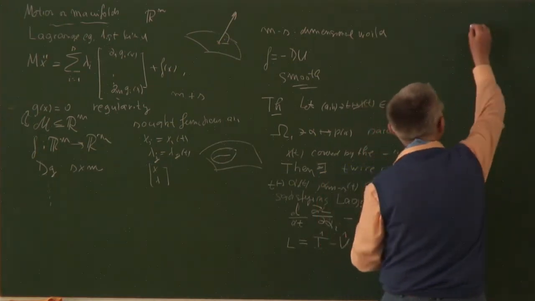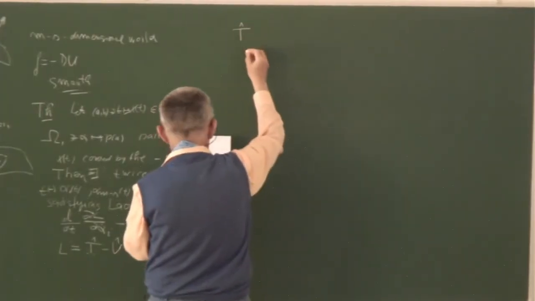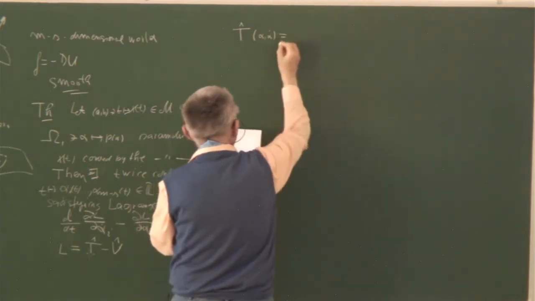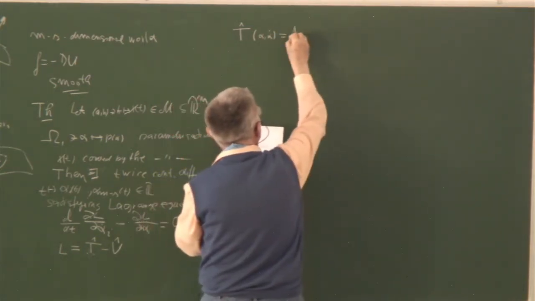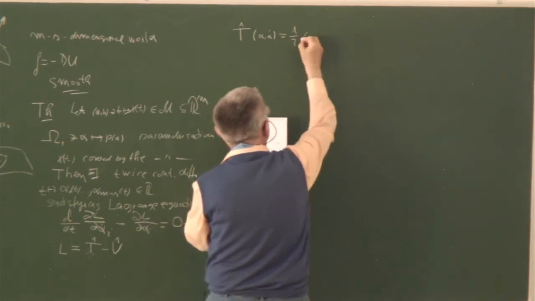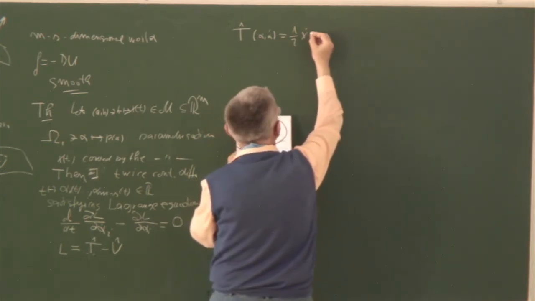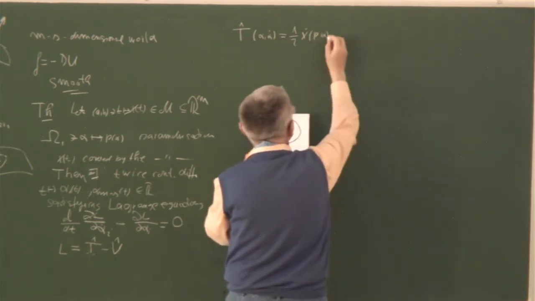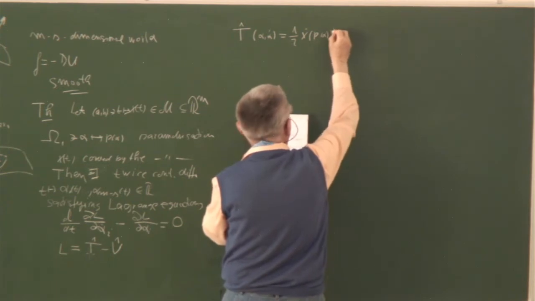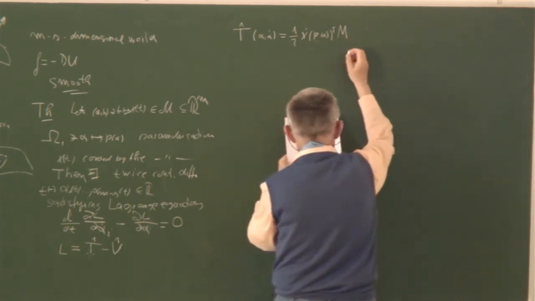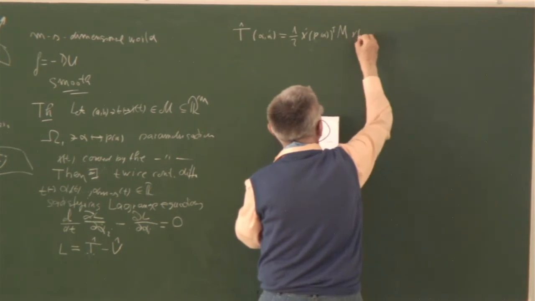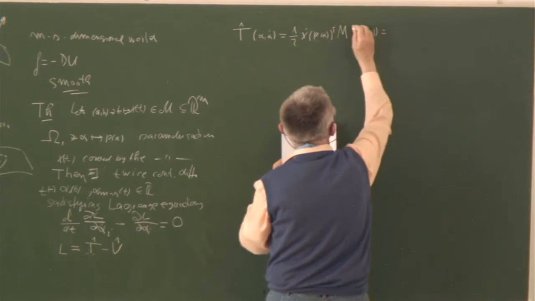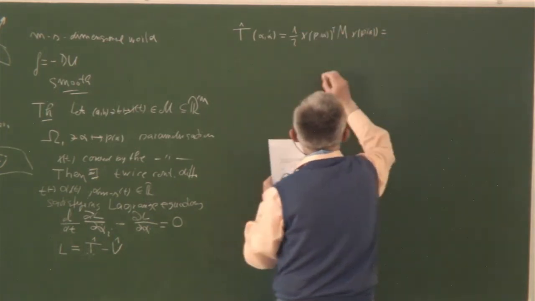Where L is equal to the difference between the kinetic and potential energy, but written in new coordinates. That means T hat of α, α dot equals 1/2 x dot of p of α, transpose, m, x dot of p of α. Well, let me put this dot here.